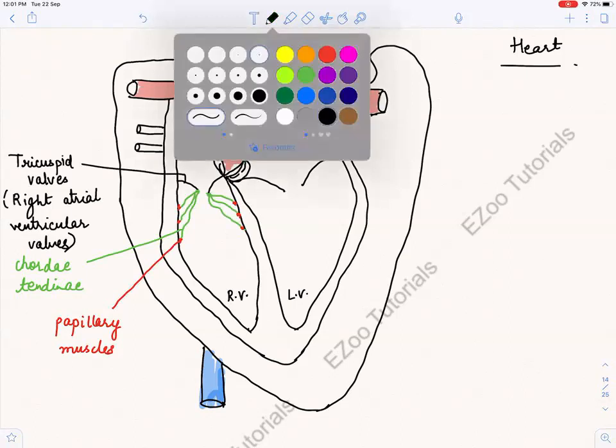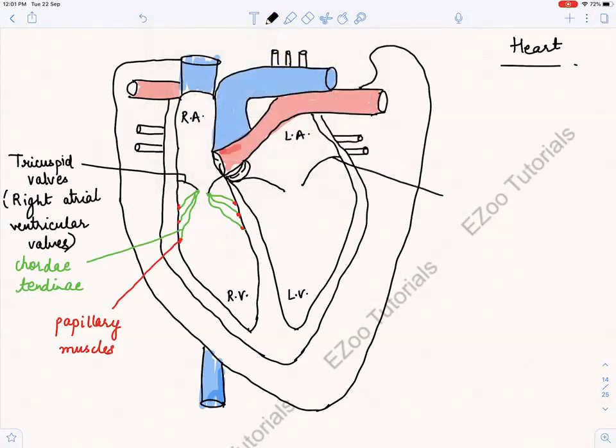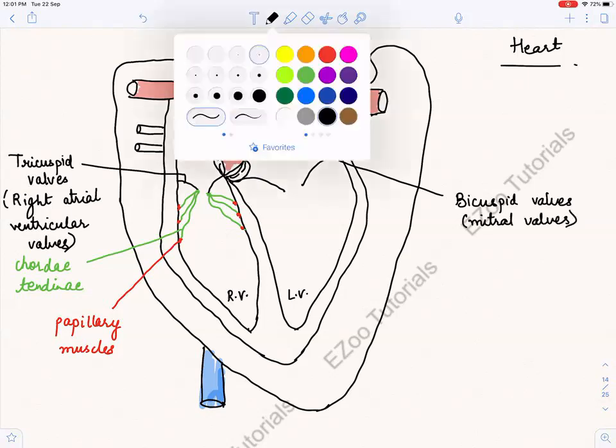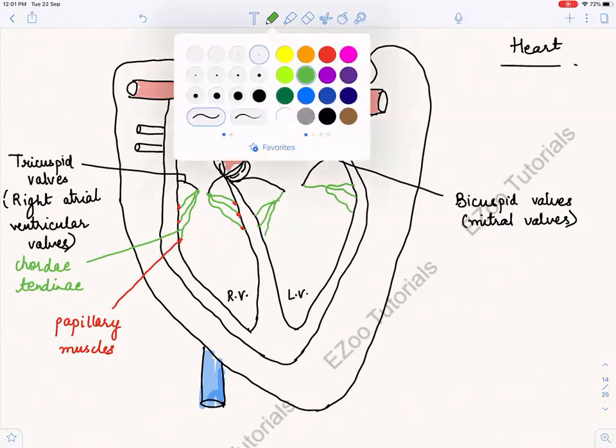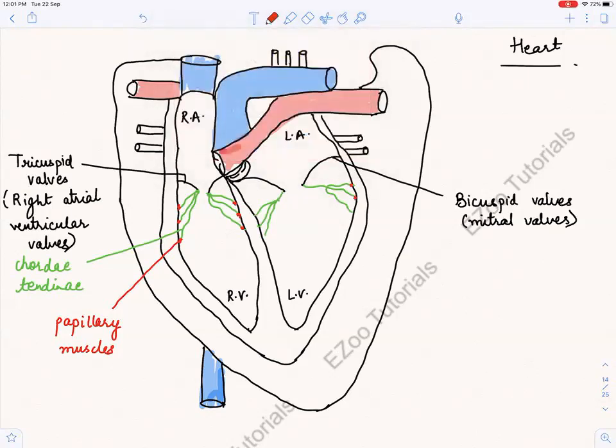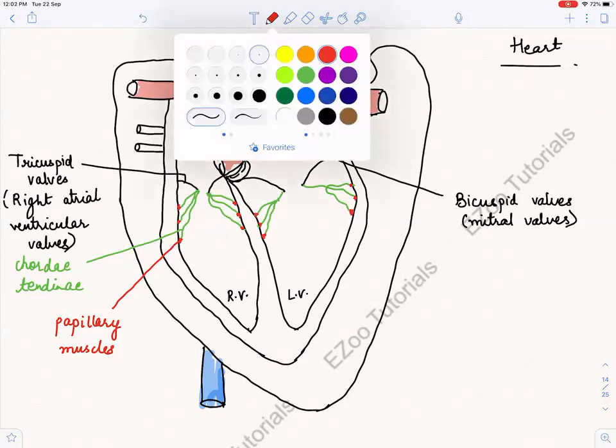Now let us see these other valves that we have drawn. These are bicuspid valves, or they are also known as mitral valves. So we have drawn the chambers, and here also we have these cords attached to the heart with muscles, and these muscles are papillary muscles, right? So this much I hope is clear.